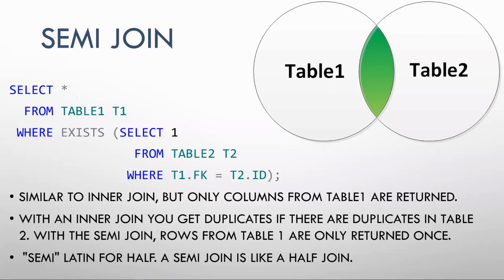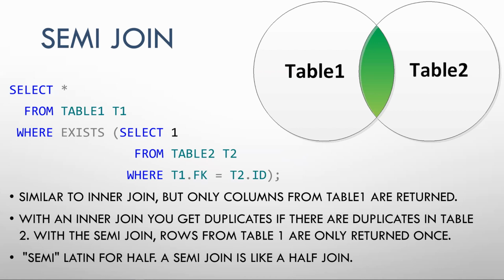Okay, so there's this thing that's called a semi-join, and a lot of people may argue it's truly not a join, but what it's doing is it's using the exist clause in your query to just find those things from a specific table that match. So this is similar to an inner join, but it's only returning columns from table 1.